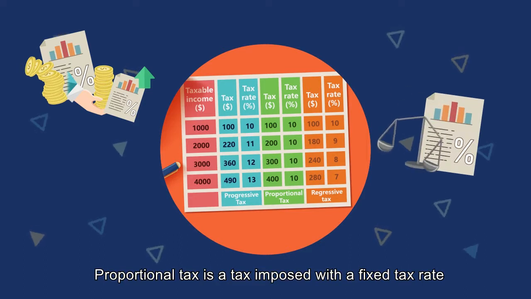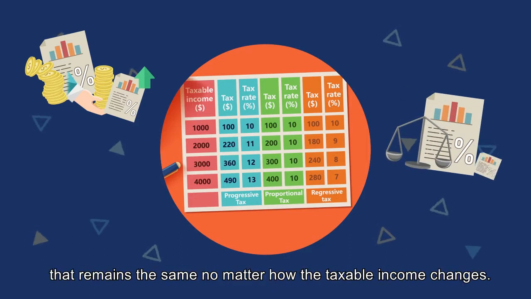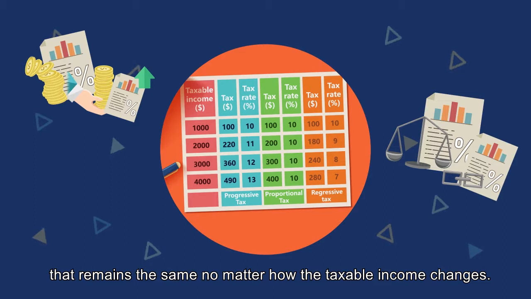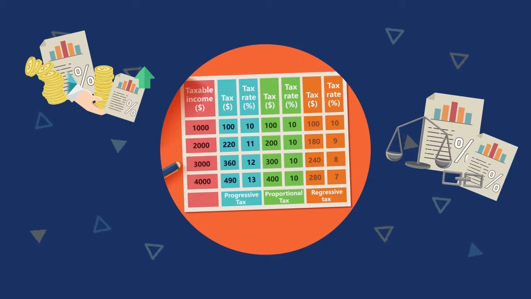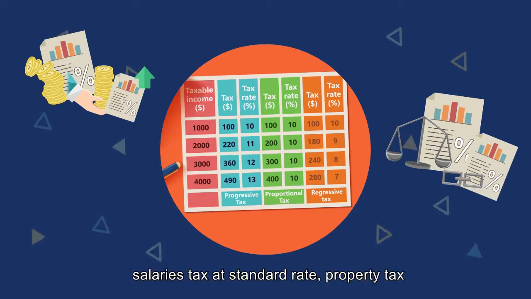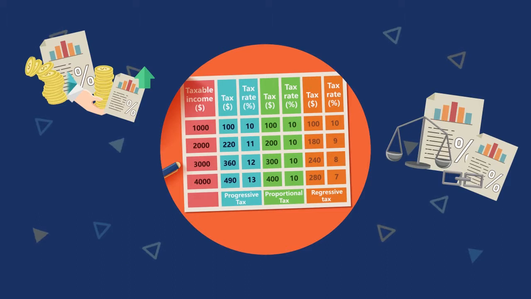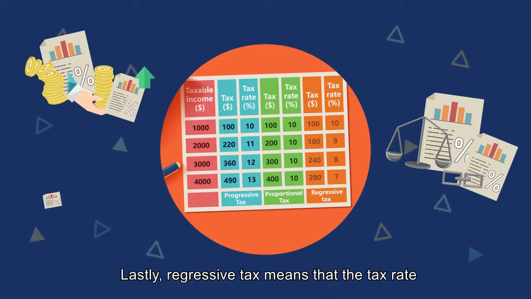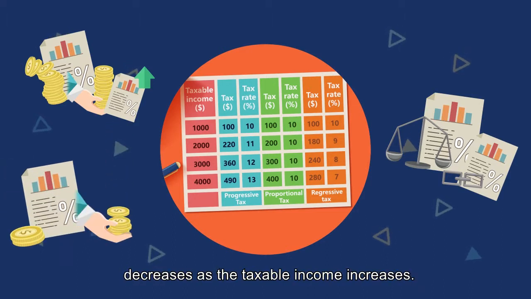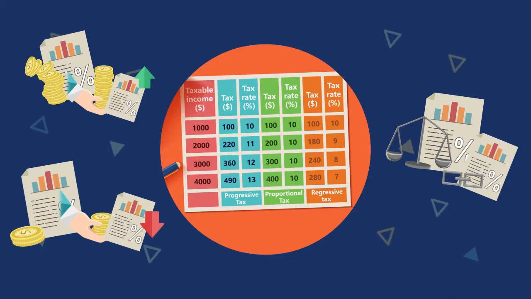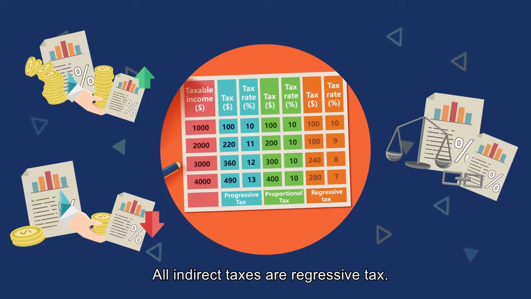Proportional tax is a tax imposed with a fixed tax rate that remains the same no matter how the taxable income changes. In Hong Kong, salaries tax at standard rate, property tax, and profits tax before the year 2018 to 19 are all proportional tax. Lastly, regressive tax means that the tax rate decreases as the taxable income increases. All indirect taxes are regressive tax.